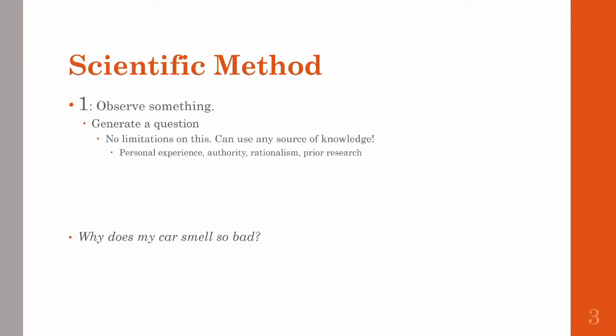The first step is to observe something. From the observations you make, you can generate a question. There aren't any limitations on this, and you can use any source of knowledge to generate questions, from personal experience to authority to rationalism to prior research. Here we have an example with a research question: why does my car smell so bad?